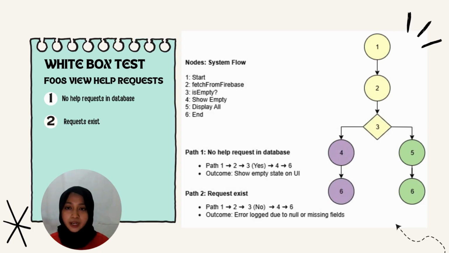Next, we have the whiteboard test for F008 view help request. This feature is specifically for viewing the alert notifications that appear. So it will go in the direction of the location that has been located. We have a few parts for this feature. Part 1 is no help request in the database, or maybe in the system, which is no RFID detected. So it will go to 1, 2, and also 3, which is checking if it is empty. If yes, it goes to 4, which is show empty, and then it will end the process. The next one goes to 1, 2, 3, and it is not empty, so it will go to 5, and then end the session with 6.